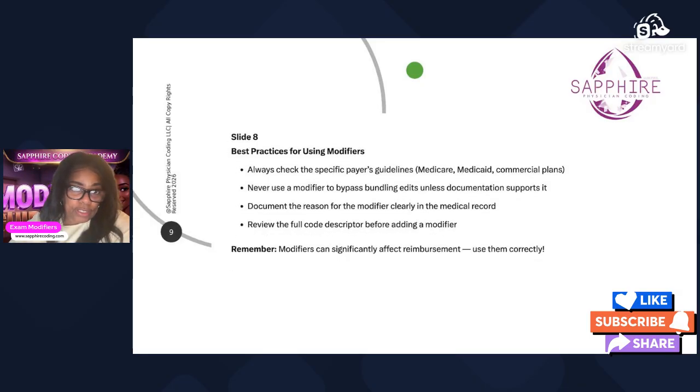Best practices for using modifiers. Always check the specific payers guidelines, Medicare, Medicaid, and commercial plans. Never use a modifier to bypass funding. That wouldn't happen anyway because you would get stopped in the edits at the end. It wouldn't be able to go through. Okay.